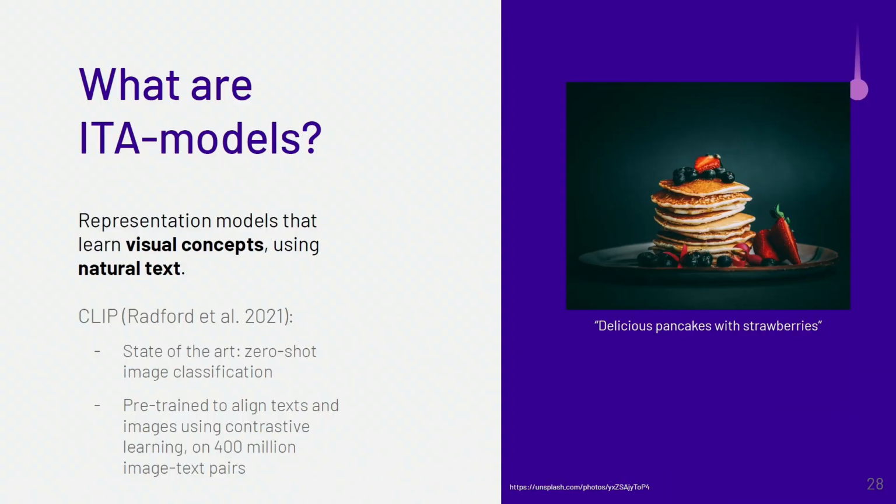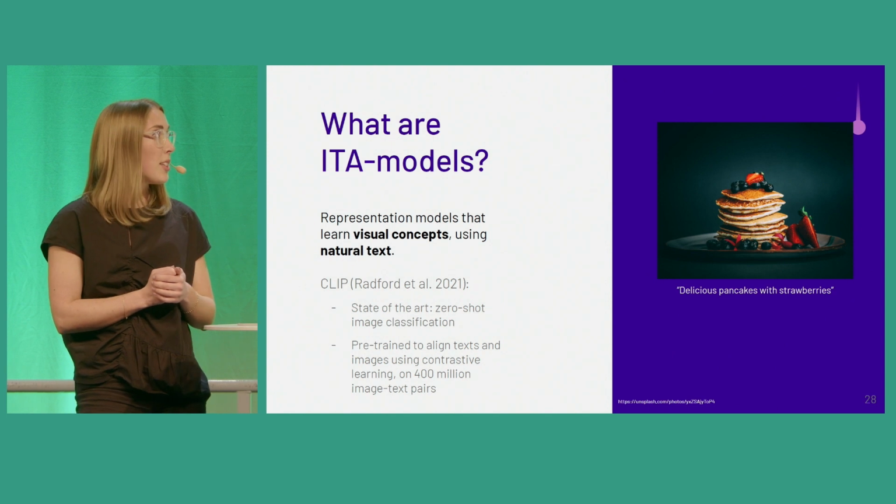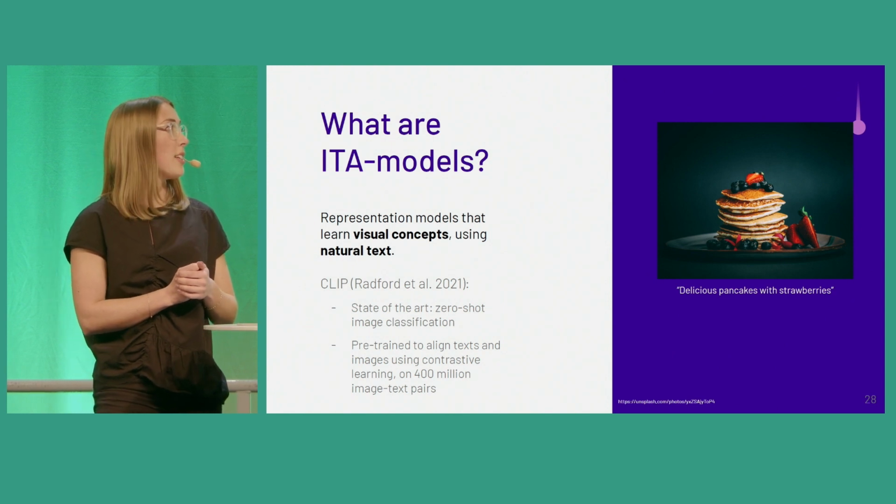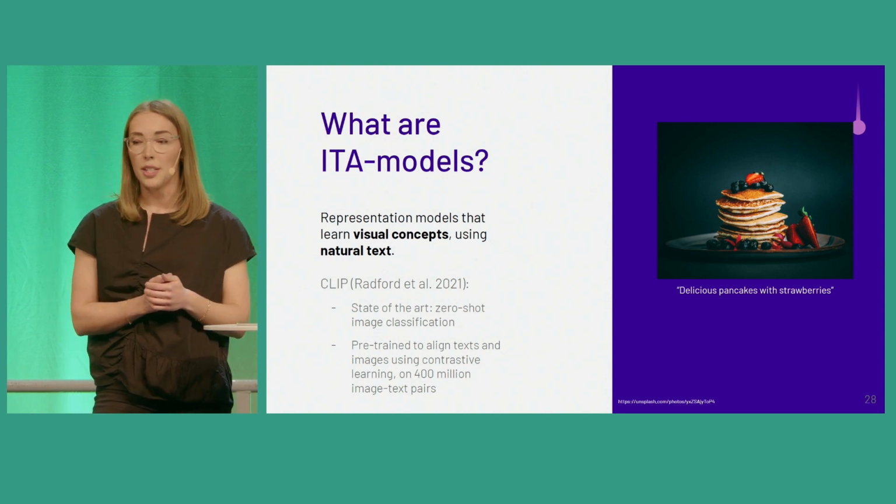We used a specific ITA model called CLIP, which was released in 2021 by OpenAI. And that was almost 2 years ago now. But at the time of release, it had state-of-the-art performance on zero-shot image classification tasks. And that is all thanks to it being pre-trained on about 400 million image and text pairs collected from the internet.